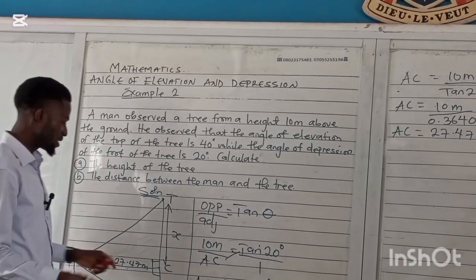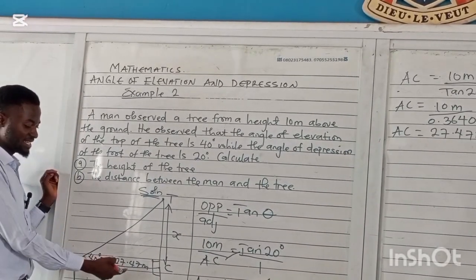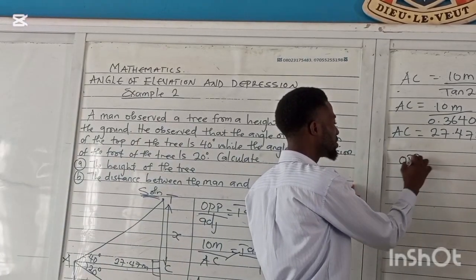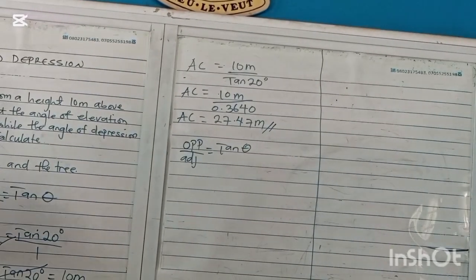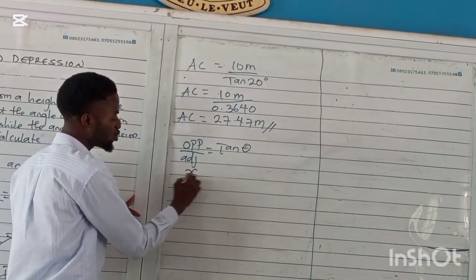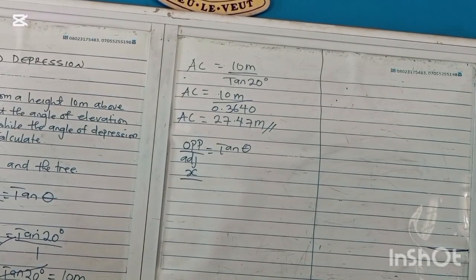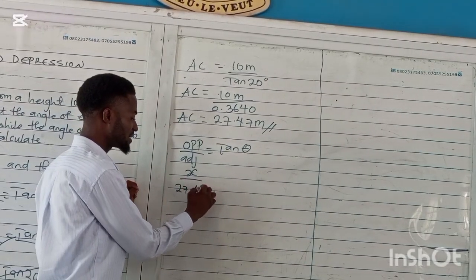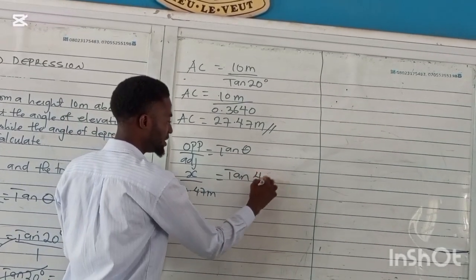So from here now, we are going to be taking this as our reference angle, which is 40 degree, and then this is our adjacent, this is our opposite. So we are having opposite all over adjacent is equal to tan theta. From what we have here, our opposite is x. So x all over our adjacent here, which is 27.47 meter, is equal to tan 40 degree.